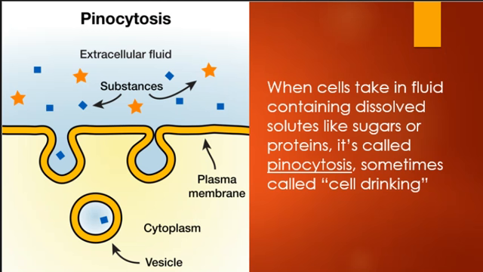Okay, so now pinocytosis, also known as cell drinking. Cells take in fluids, mostly fluids like this, and they'll pinch in like this, you see, and then pinch off, and we have a little vesicle now with that stuff inside there that's going to now be useful to the cell in some way. So the cell takes in fluid containing dissolved solutes like sugars or proteins. It's called pinocytosis, sometimes called cell drinking.